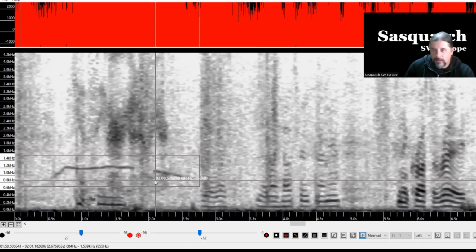It looks like a scream. It looks like something that you can hear from Sasquatch. It's not a canine. It's not a coyote. It's not a wolf. So what is it?